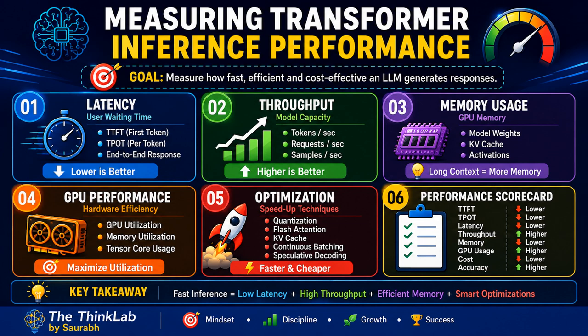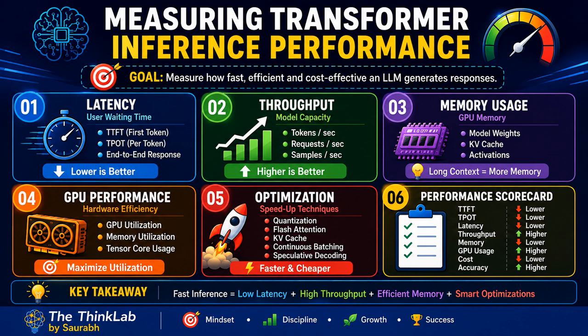Now we check each parameter used for inference. The first one is latency. Latency means the waiting time experienced by the user. Imagine you ask ChatGPT a question. How long do you wait before seeing the answer? That waiting time is called latency. Lower latency means a better user experience.